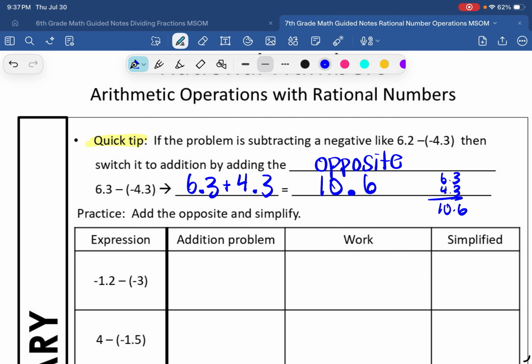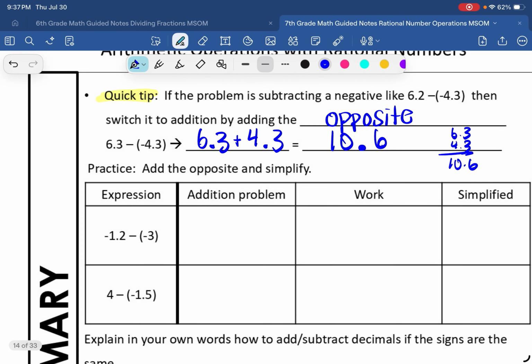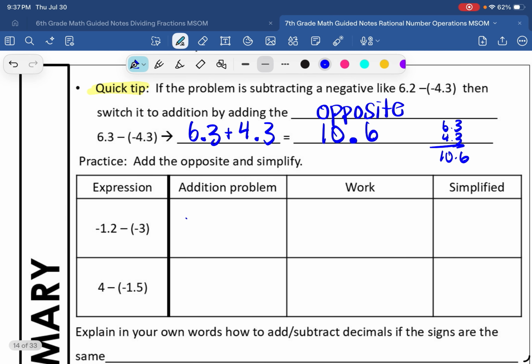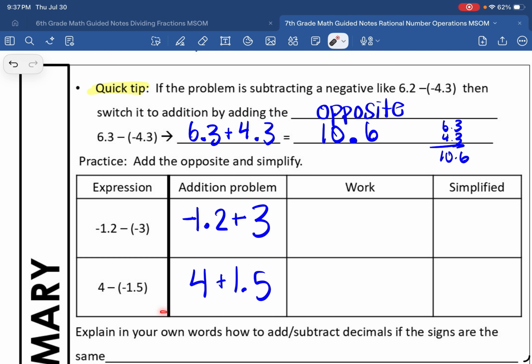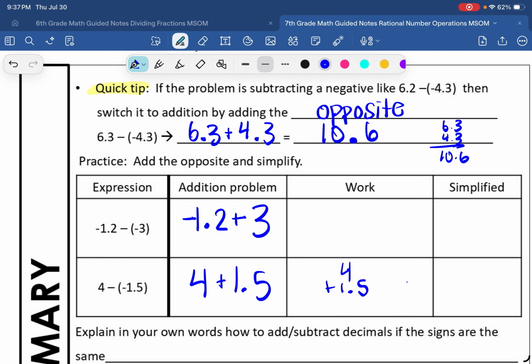So let's practice doing that here. A negative 1.2 minus a negative 3 is a negative 1.2 plus 3, and 4 minus a negative 1.5 is 4 plus 1.5. Now let's do this one right here first. My signs are the same, so I can just simply add those numbers. 4 plus 1.5, and that will give me 5.5.